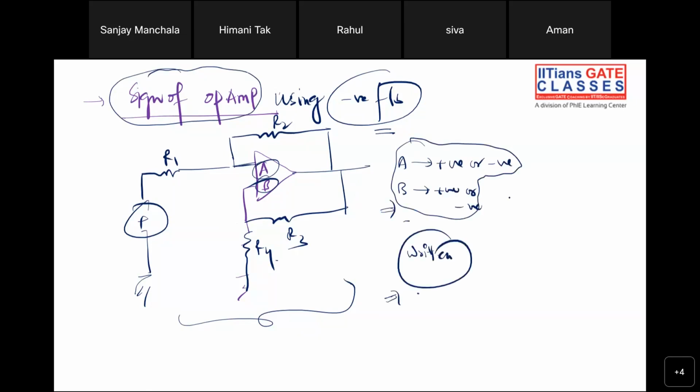Has anyone seen this kind of question? Yes. Have you seen this kind of question? Yes, Aman has seen. Great. And any other? See, if you are really passionate about analog, you will definitely be seeing this kind of question. So sign of the op amp is one of the very important topics. No, sir, I only heard about it. Okay, great.